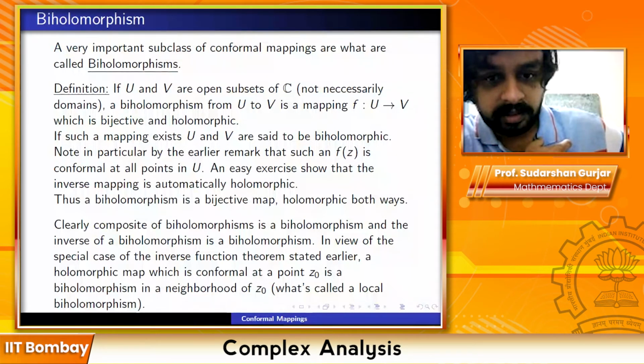And in view of the special case of the inverse function theorem stated earlier, a holomorphic map which is conformal at a point z0 is a biholomorphism in a neighborhood of z0. That was the content of the inverse function theorem.